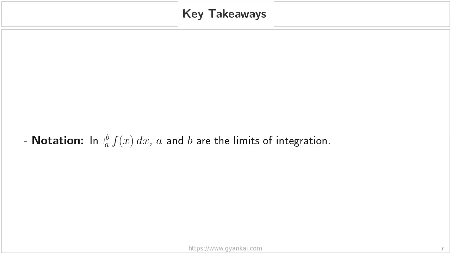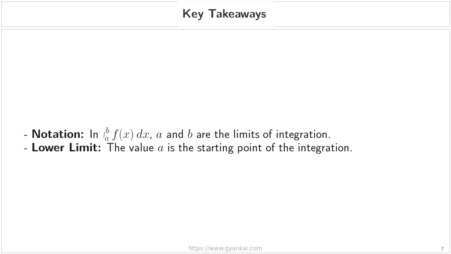Key takeaways. First, regarding notation. Remember that integral symbol and the expression we've been working with, integral a to b of f of x dx. In this notation, a and b are what we call the limits of integration. They are crucial because they tell us where we are calculating the integral. Next, the lower limit. The value a, which sits at the bottom of the integral, represents the starting point of our integration. Think of it as where we begin to accumulate the area, or in the case of our velocity example, where we start measuring the time.